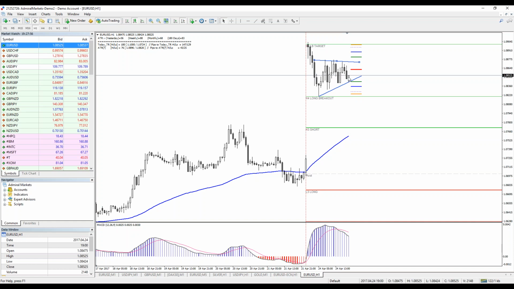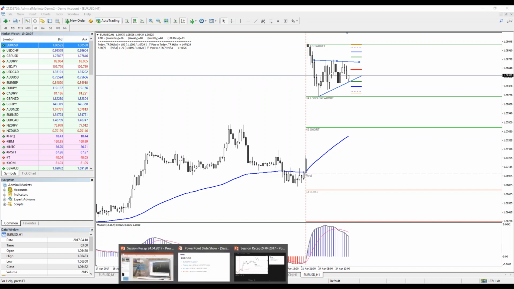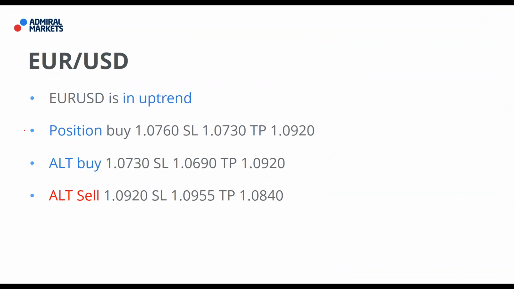I will not buy here, whatever happens. I will buy there. So I'm waiting for a dip before I make some intraday positional trade on euro dollar. So euro dollar for me is buy 760 or eventually buy 730. I cannot say one of these.